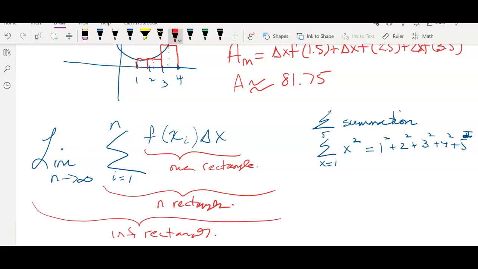No, because you want the number of rectangles to go to infinity. We said, if you have 4, you get one number. If you had 20, you get a better approximation. 30, 100. You want the number of rectangles to go to infinity.